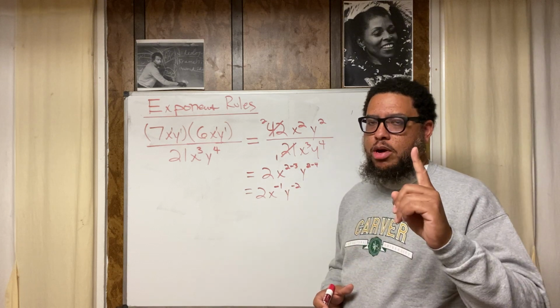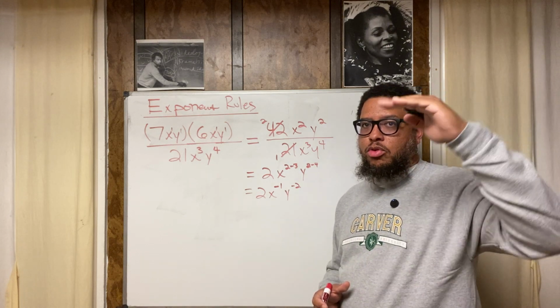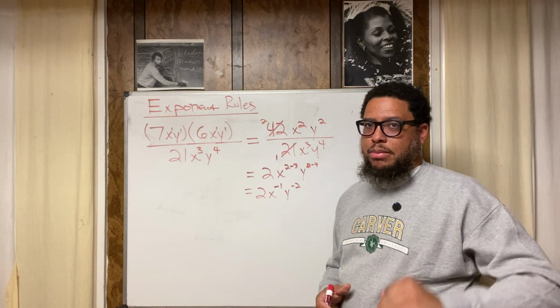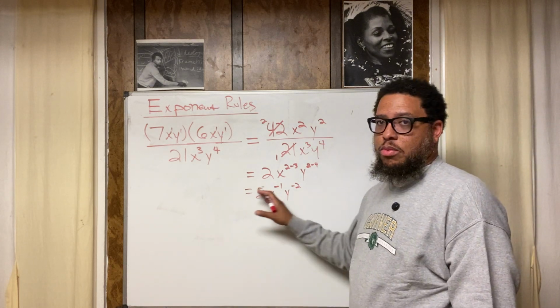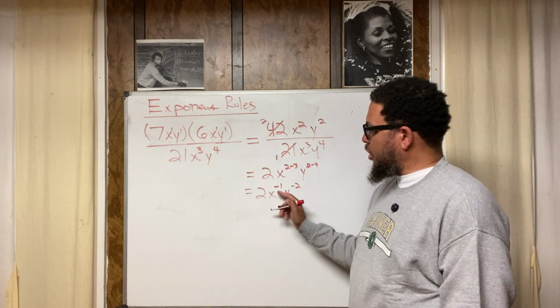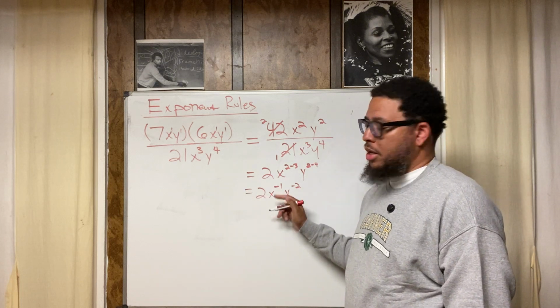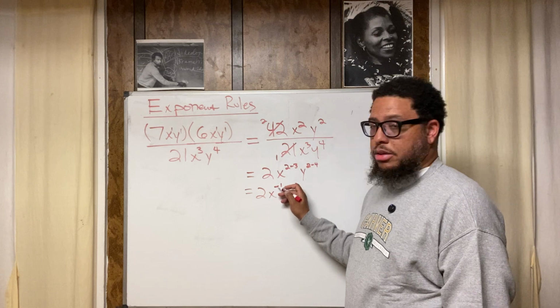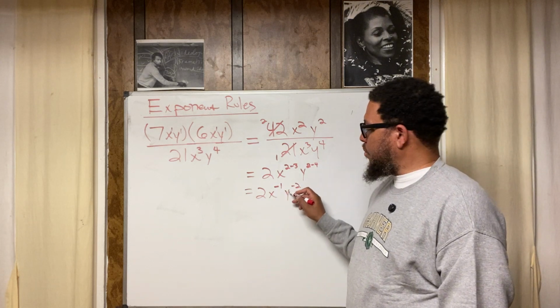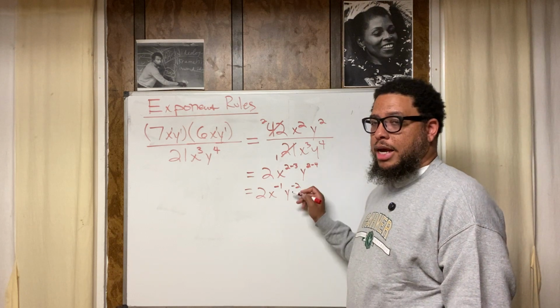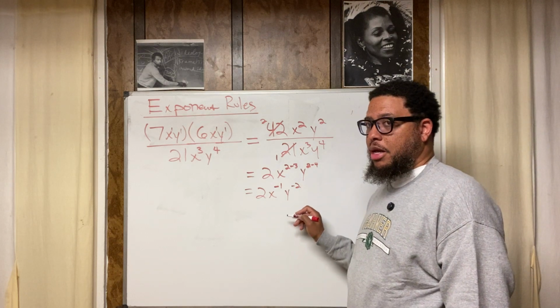The fraction only has 2 parts, a top and a bottom, a numerator and a denominator. Consider this the numerator. So in order to make this negative 1 become a positive 1, we're going to move this x to the denominator. In order to make this negative 2 become a positive 2, we're going to move this y to the denominator. And then the exponent goes with it and becomes positive.